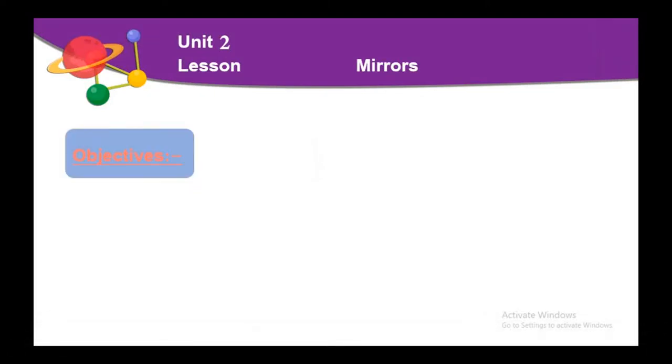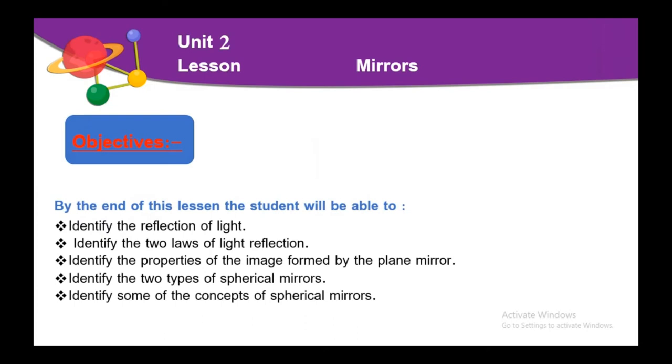Let's learn some objectives. What are these objectives? Number 1, identify the reflection of light. Number 2, identify the 2 laws of light reflection. Number 3, identify the properties of images formed by plane mirror. Number 4, identify the 2 types of spherical mirror. The last objective, identify some of the concepts of spherical mirrors. Let's start.